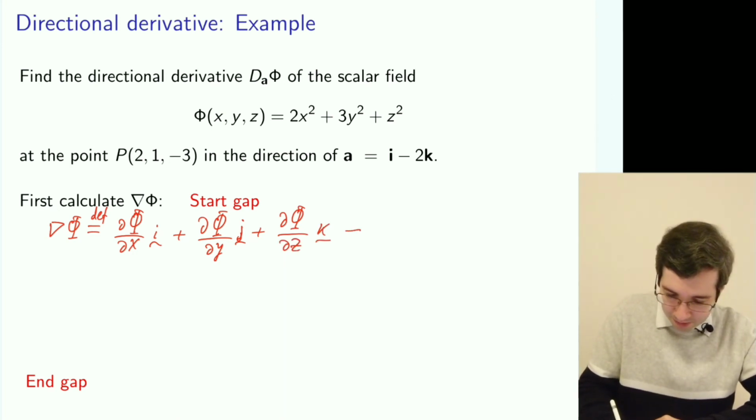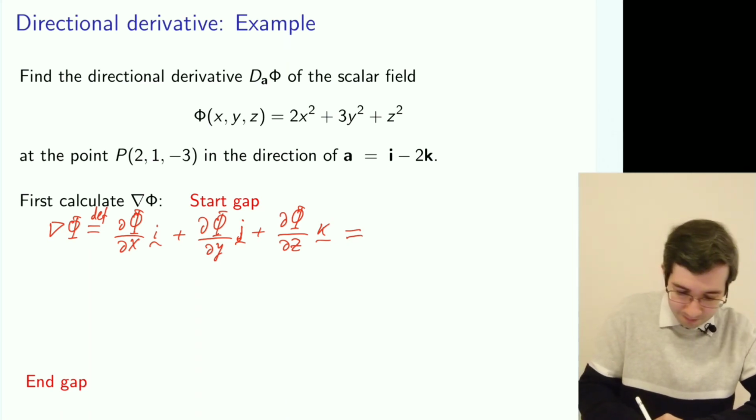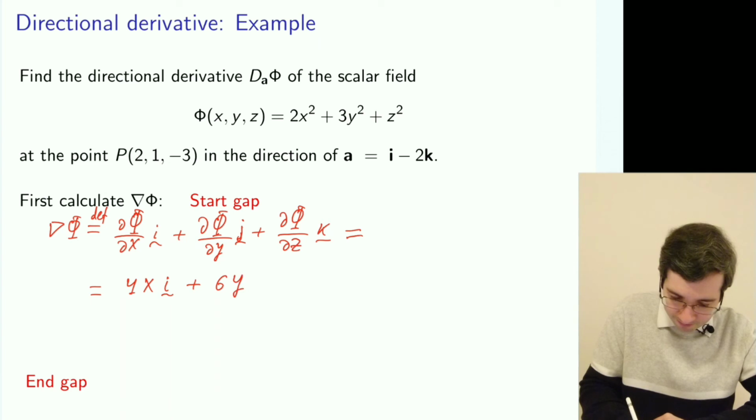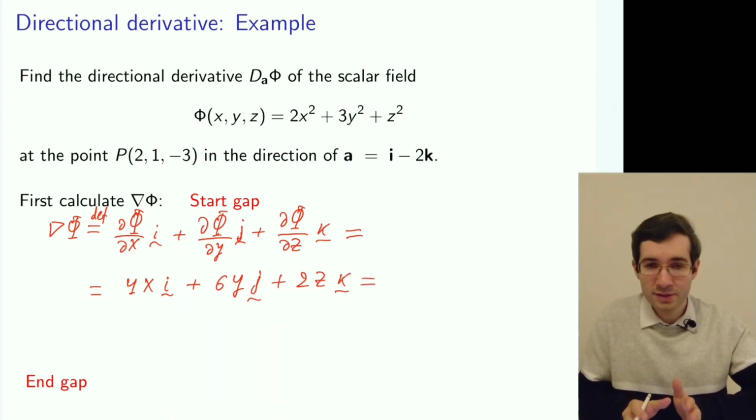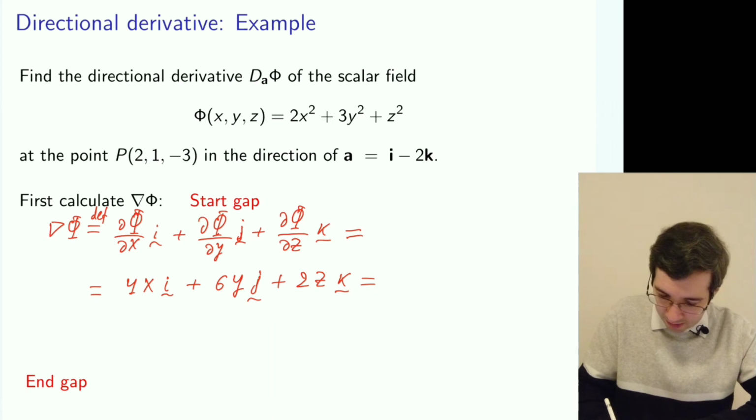If we do it according to our given scalar field, we will see that it is just 4x plus 6y plus 2z. This is written in a sum notation, or we can write it in the component notation: 4x, 6y, 2z.